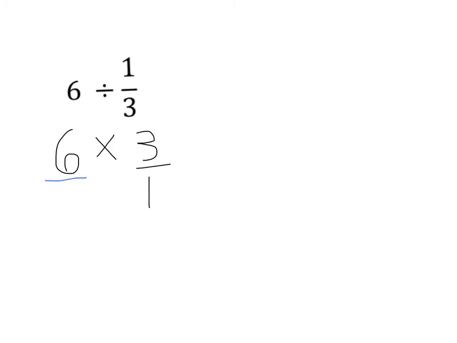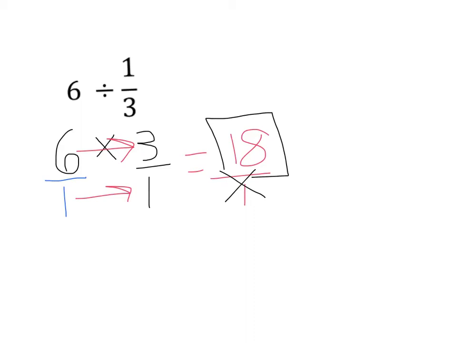We'll turn 6 into a fraction by putting it over 1, and we're going to multiply across. 6 times 3 is 18, and 1 times 1 is 1. Remember, we can drop the 1 because it is the same answer as 18. So, our final answer would be 18.